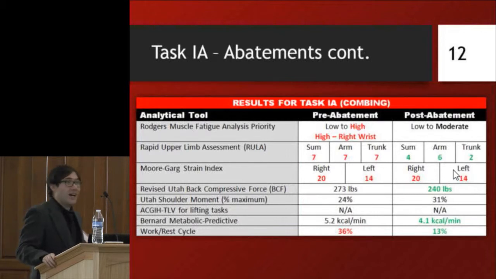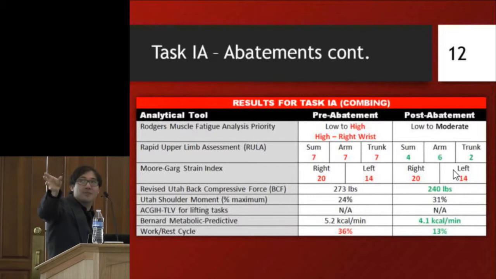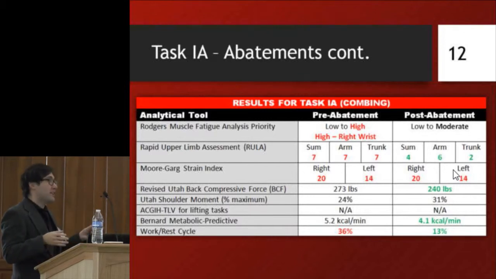Here, for our pre and post abatement analysis, in the first column we have our analytical tool that we used. The second column consists of the pre-abatement results of our analysis of each task. And then our third column is the post-abatement analysis with theoretical joint angles and postures taken into account. The red values are considered hazardous or high risk to our employees, and the green values were reduced due to our abatements, as well as are no longer hazardous.